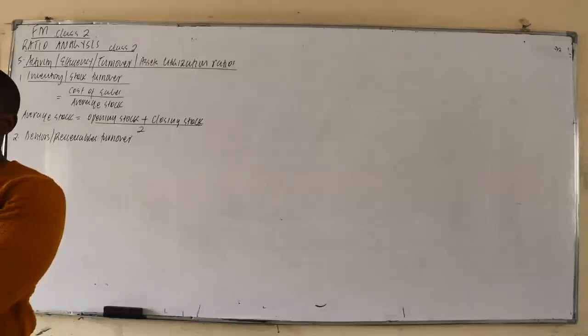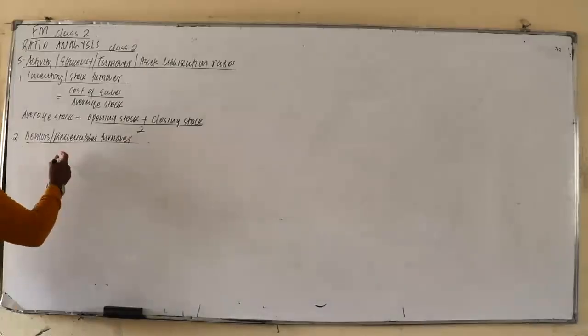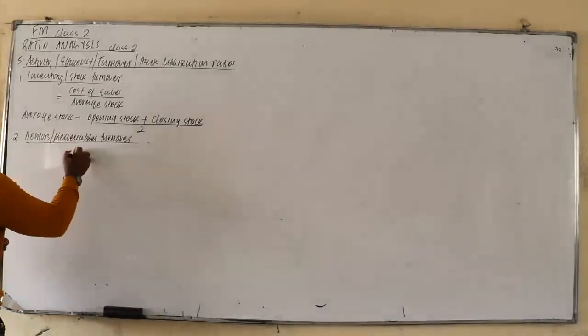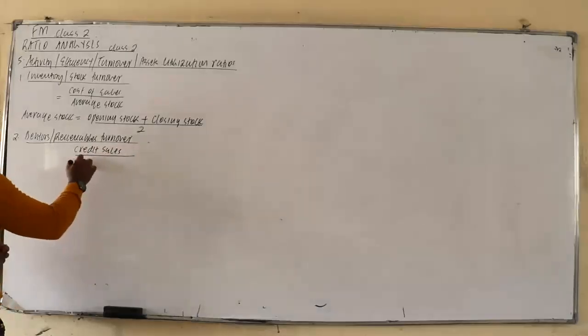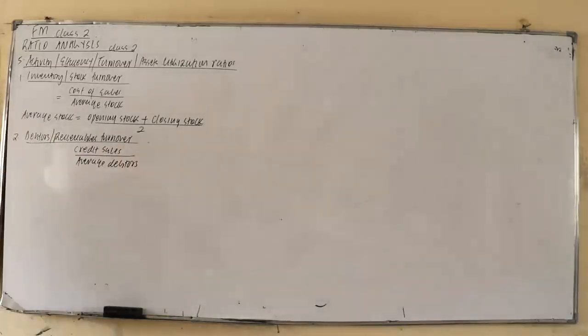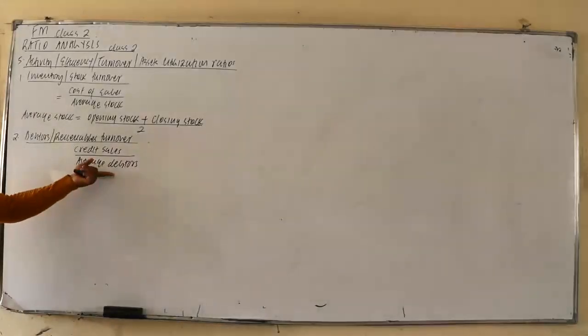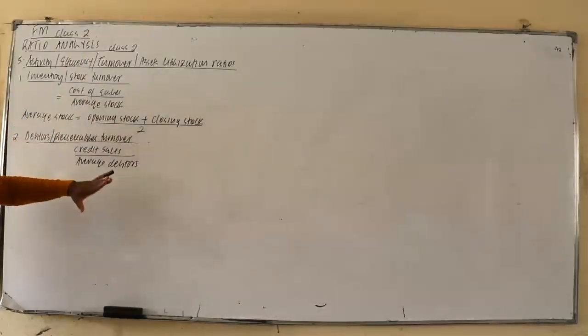It's calculated as follows. What gives rise to receivables is credit sales, so you take credit sales and divide by the average debtors. The concept of computing the average is the same: you take the opening debtors plus the closing debtors and divide by 2. But if you're not provided the opening debtors, the closing debtors will be assumed to be the average.